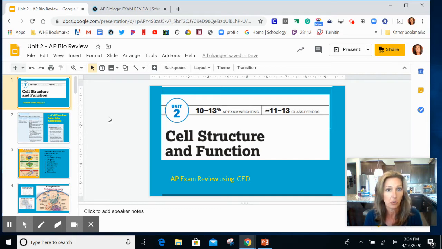For Unit 2, we are talking about cell structure and function. This was back at chapters 4 and 5, so it's been a while, but fortunately this is a lot of information you've already had through your regular biology class, plus in middle school as well. But again, we're taking it to that college level, so there are some more concepts that we do need to make sure we are reviewing and going over.